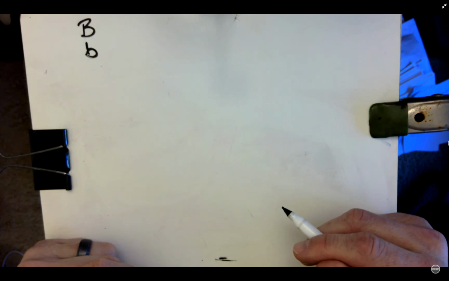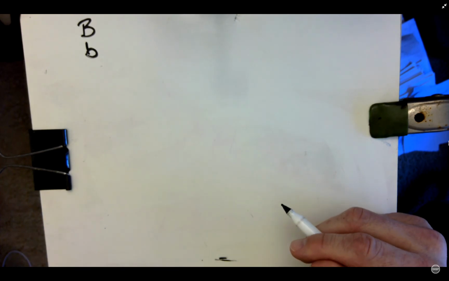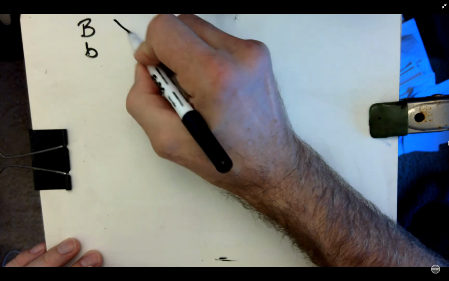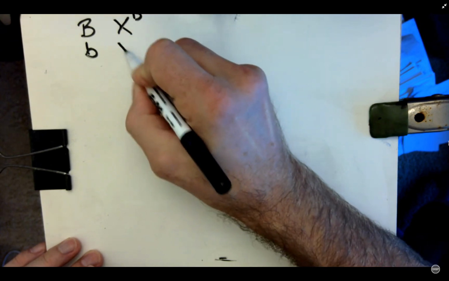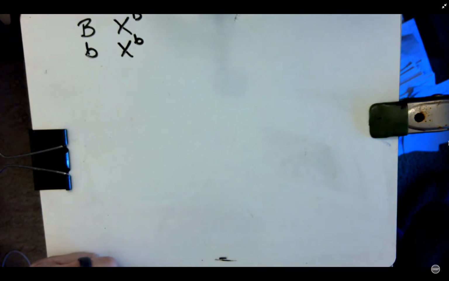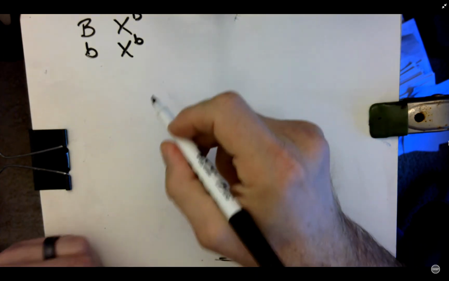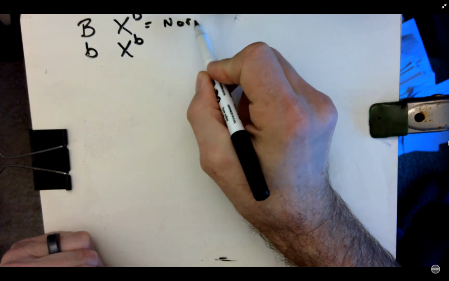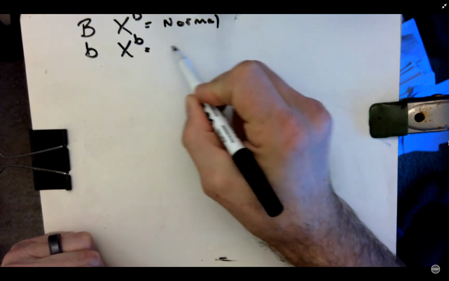It is caused by a sex-linked recessive allele. Okay, there's a lot to unpack there. So first, it's sex-linked, meaning these two alleles are on the X chromosome. So we can't just say big B and little b anymore. We have to say X^B and X^b, right? We've got to do that. Furthermore, now we can say it's recessive. So we can say that X^B gives rise to normal vision, and X^b is colorblind.